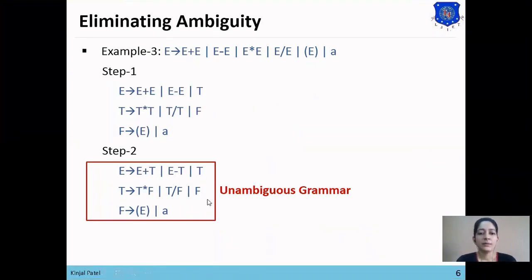So in unambiguous grammar, you can see that we have converted our ambiguous grammar into left recursive grammar, like our leftmost non-terminal symbol at the right hand side is equal to the left hand side. So now in the next video lecture, we will learn how to remove left recursion from this grammar.